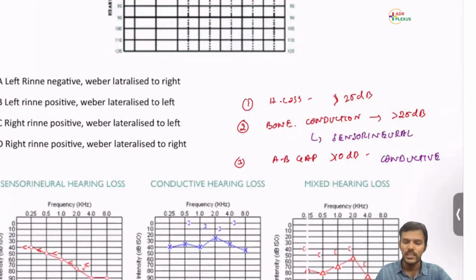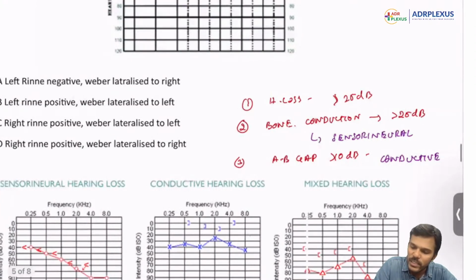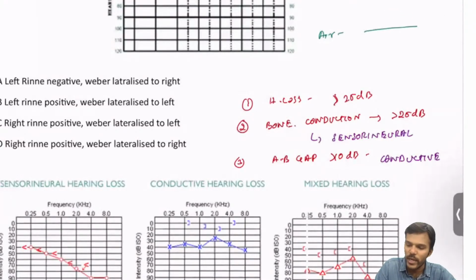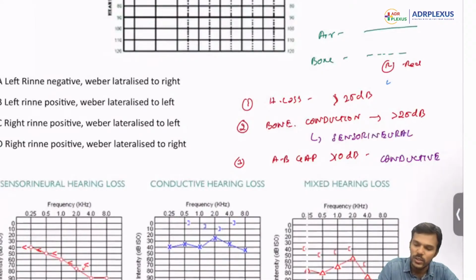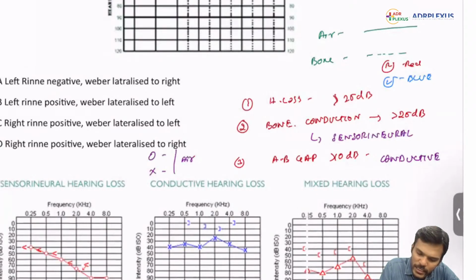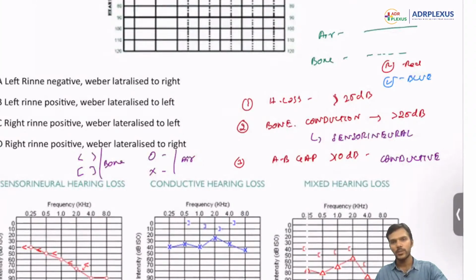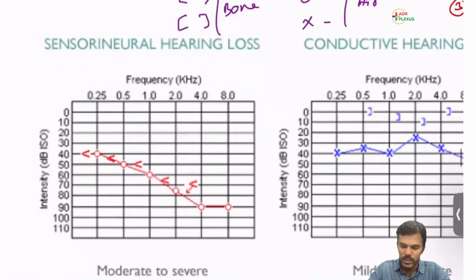So first, you have to understand the air conduction curve will be continuous. Bone conduction curve will be discontinuous or broken. Right will be red color. Left will be blue color. Then you will have O and X. This is for air conduction. Less than or greater than bracket for bone conduction. All right. Understood?